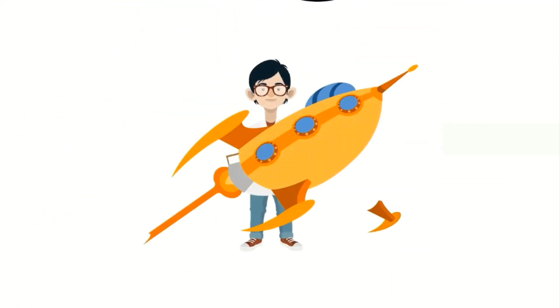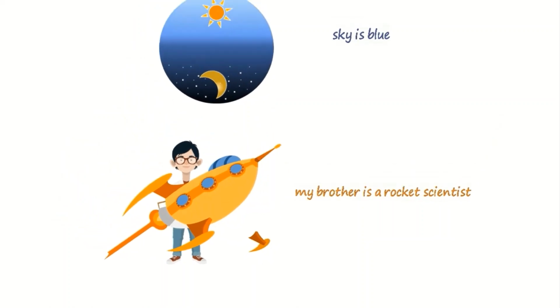Here we have the example "my brother is a rocket scientist." To verify the truth value of this sentence, you need some background knowledge about my brother. This is a kind of proposition whose truth or falsity does not automatically follow from the meaning of its elements, but depends on whether it is actually an accurate description of reality or not.